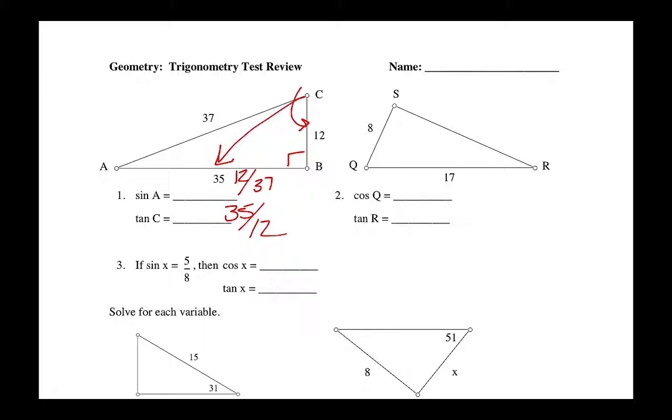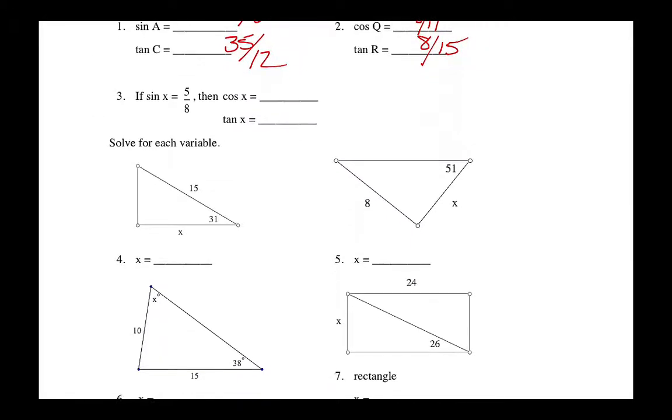Same thing on problem number 2, but I have to figure out what that third side is. Luckily, I remember that it's an 8, 15, 17 Pythagorean triple. So that means I need to find the cosine of Q. Well, the cosine is the adjacent over the hypotenuse, so that would be 8 over 17. And then the tangent of R would be the opposite side, 8, over the adjacent side, 15. And then I should always reduce those if I possibly can.